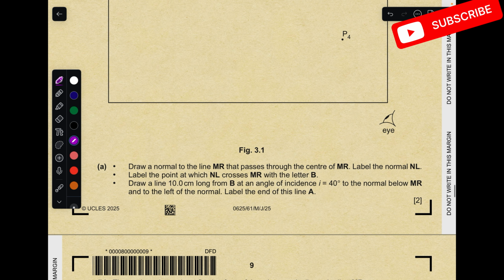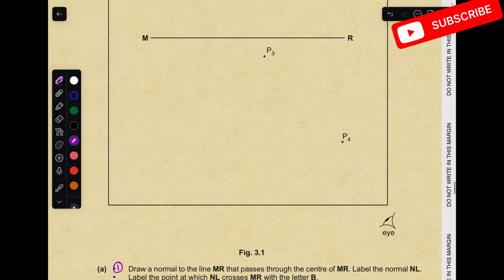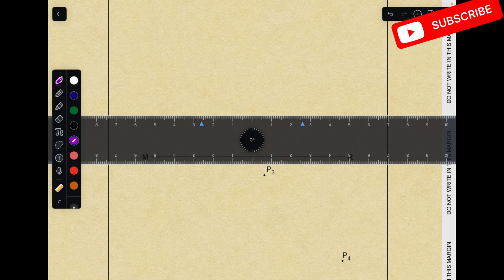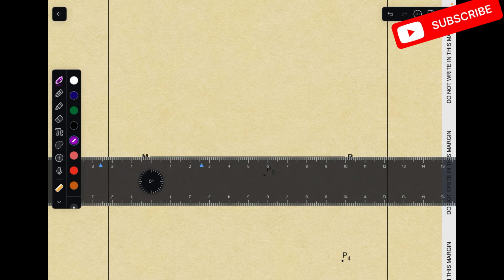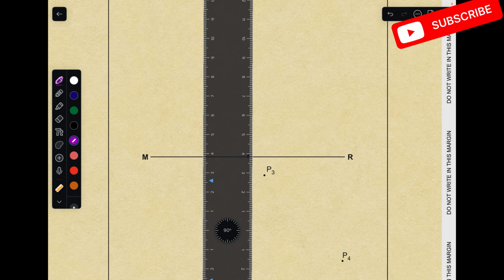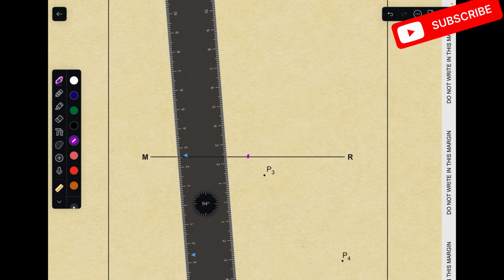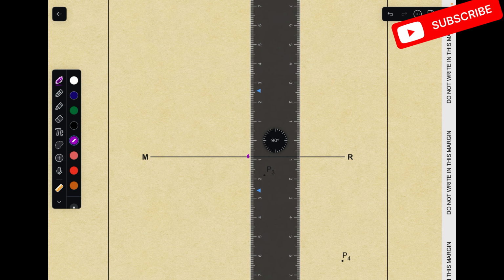So I'm going to number them. This is, let's suppose, the first one. Draw a normal to the line MR that passes through the center of MR. Label that as NL. So I have to first find the center. If I place 0 on one corner, this is 10 centimeters, so there is its center. I have to draw a normal on it, so the normal will be at 90 degrees. You can see clearly on the scale.